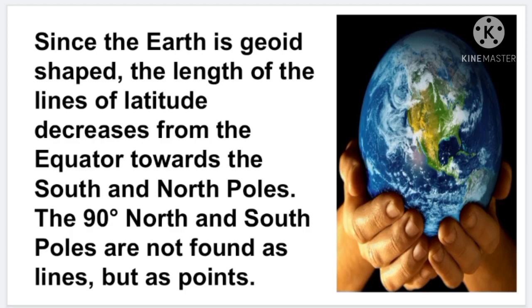Since the earth is geoid-shaped, what is meant by geoid-shaped? Yes, the earth cannot be compared with any other geometrical shape as it has a very unique shape. So it is called a geoid. The length of the lines of latitude decreases from the equator towards the south and north poles. The 90-degree north and south poles are not found as lines but as points.